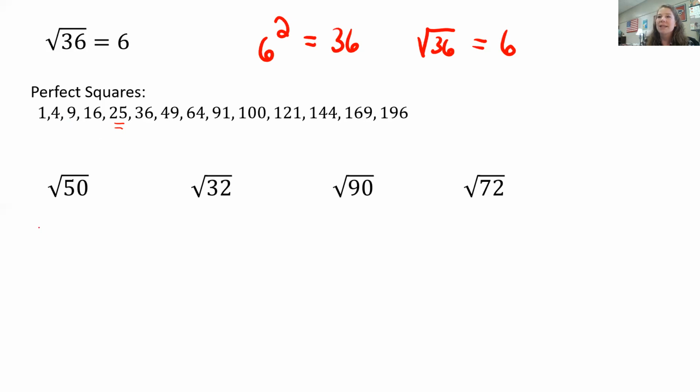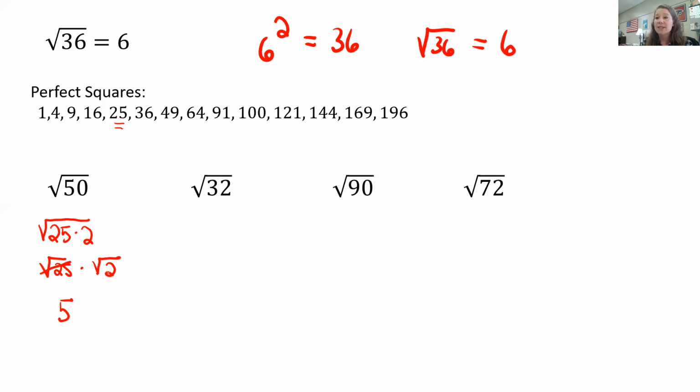Anyway, so can we think of 50 as 25 times 2? And we could actually break those apart. Square root of 25 times the square root of 2. Well, we know that the square root of 25 is a perfect square, right? What is the square root of 25? Square root of 25 is 5.